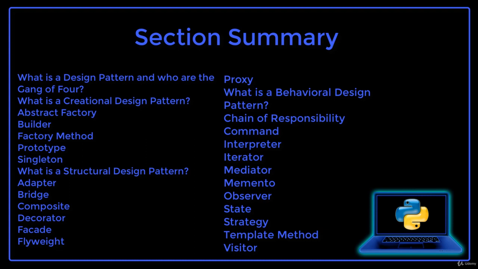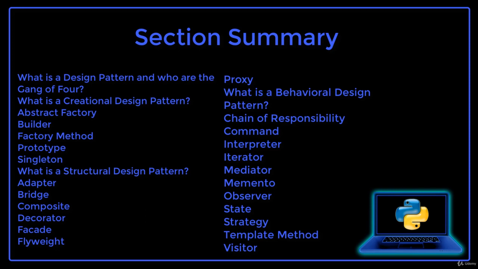The decorator design pattern lets us add responsibilities to an object dynamically and provides us a flexible alternative to subclassing. The facade design pattern gives us a high-level interface that makes a subsystem easier to use. The flyweight design pattern uses sharing to support large numbers of fine-grained objects efficiently. The proxy design pattern lets an object represent another object. It gives us a placeholder for another object to control access to it.